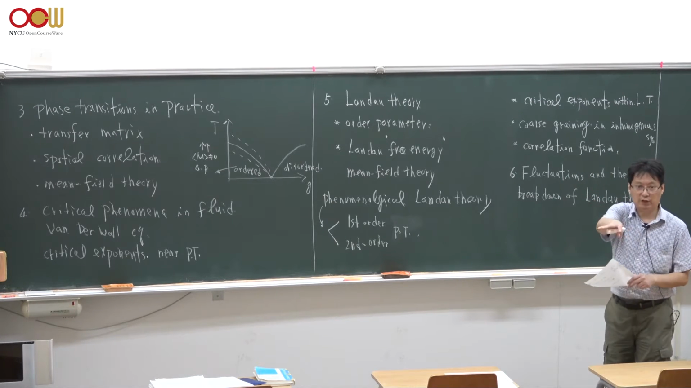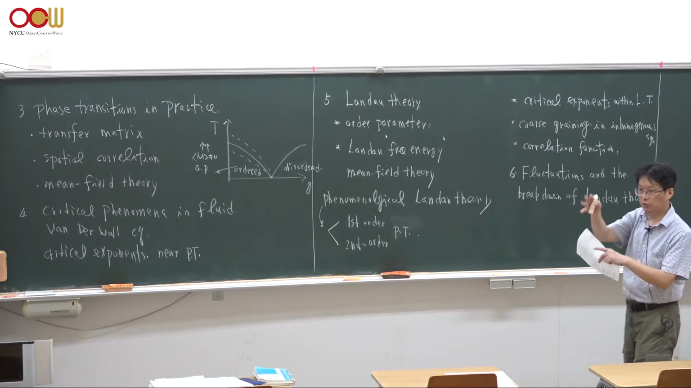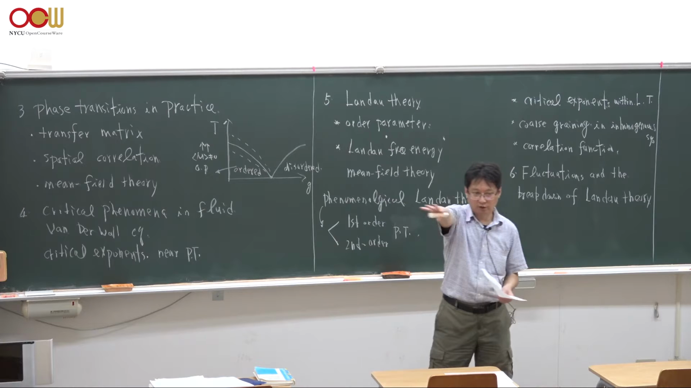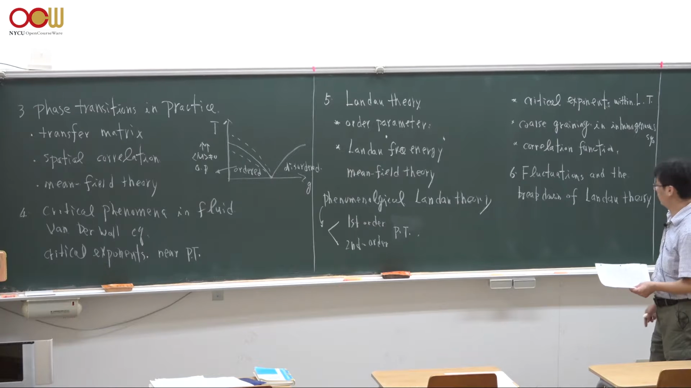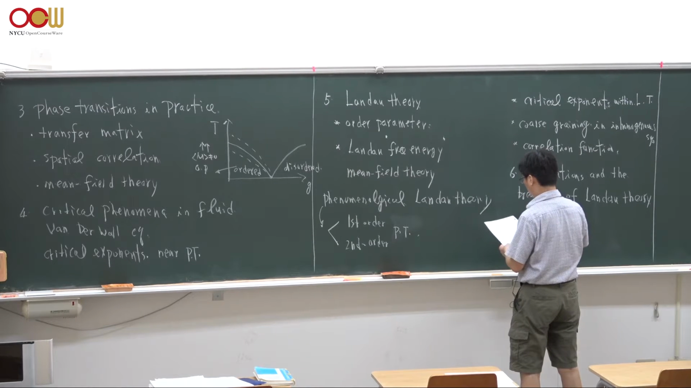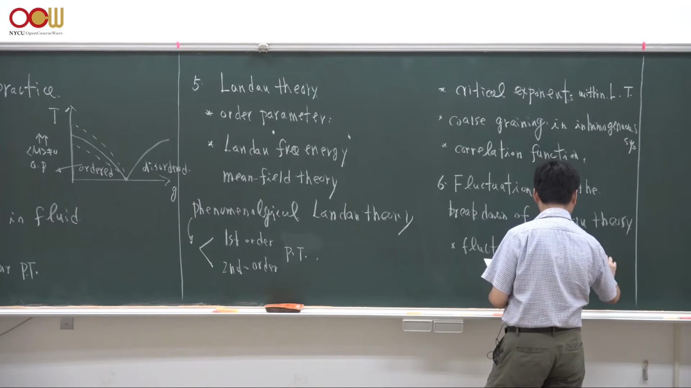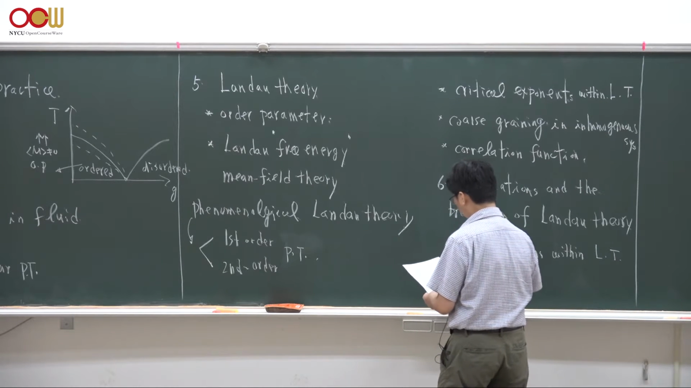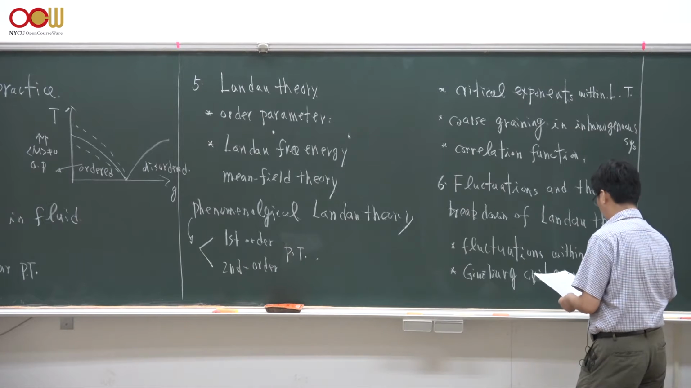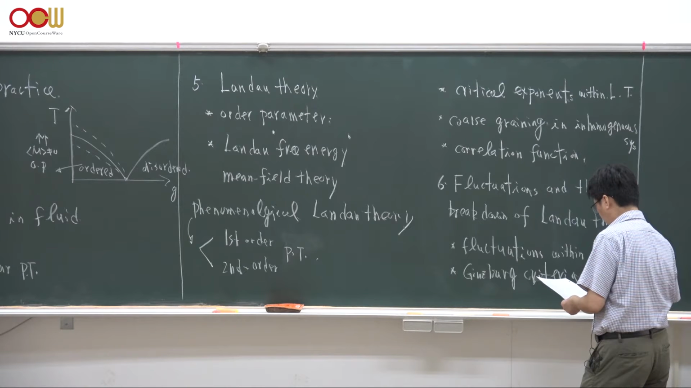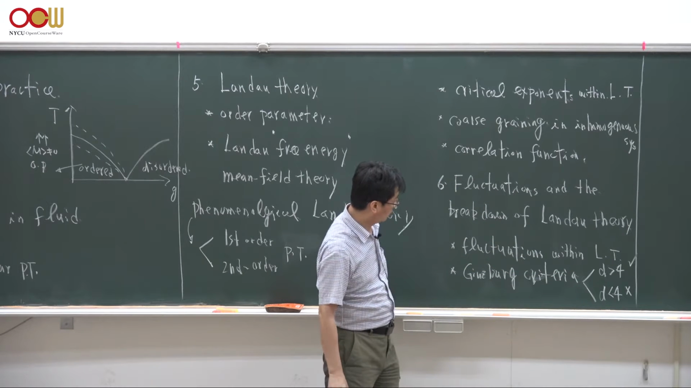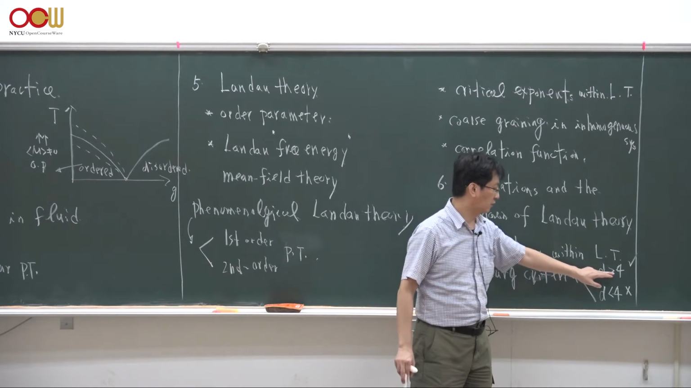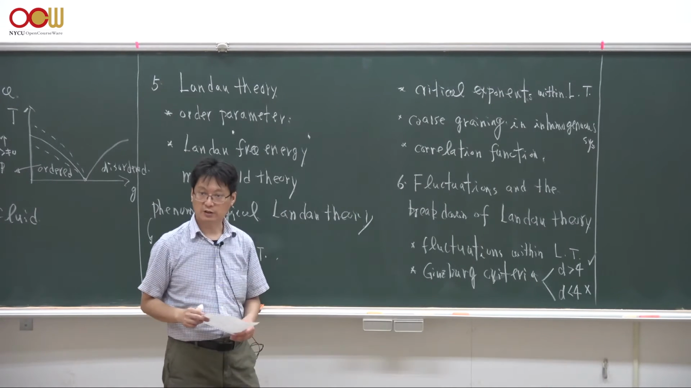But if we simply refine this theory further by considering the spatial fluctuations at all different locations, those fluctuations could actually cause the breakdown of the Landau theory. Therefore, we should describe the fluctuations within the Landau theory, and we will introduce the Ginzburg criterion, which says that for a spatial dimension d greater than 4, or 3 plus 1, 3 spatial dimensions and 1 time direction.